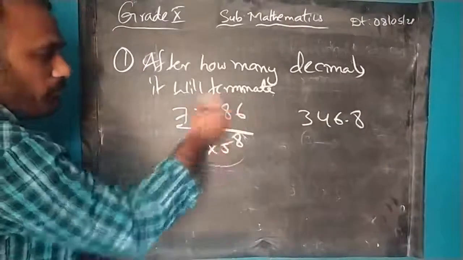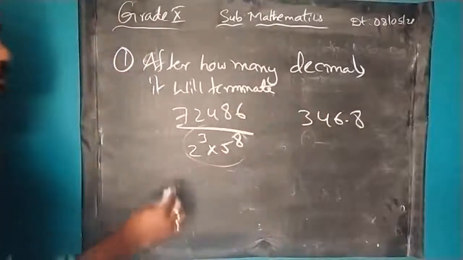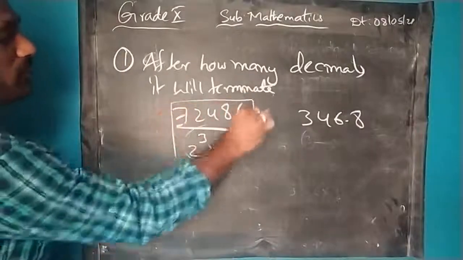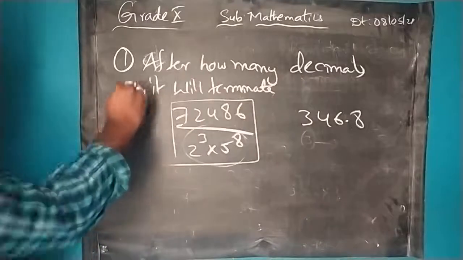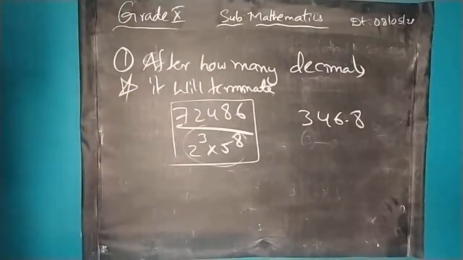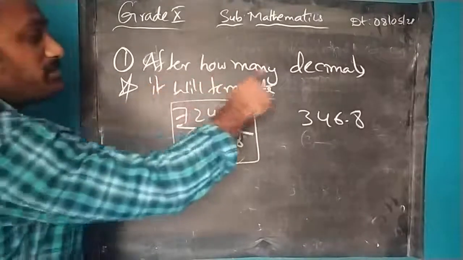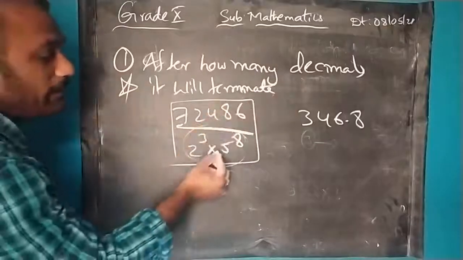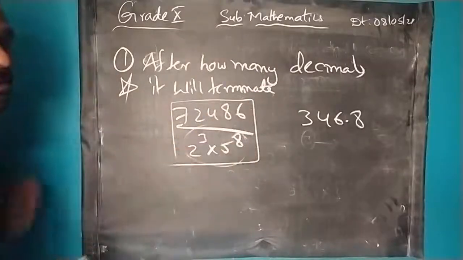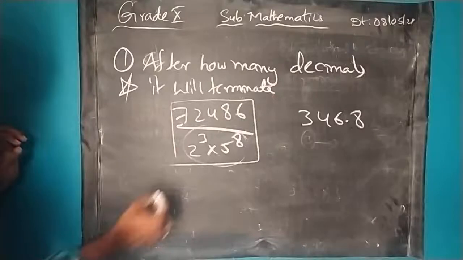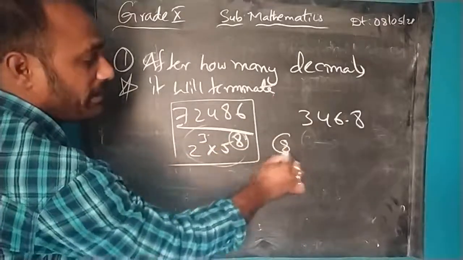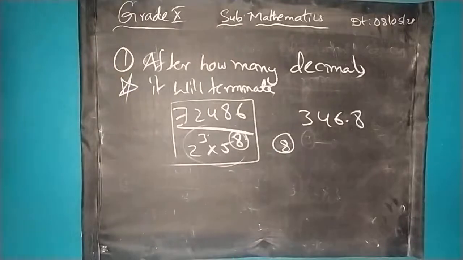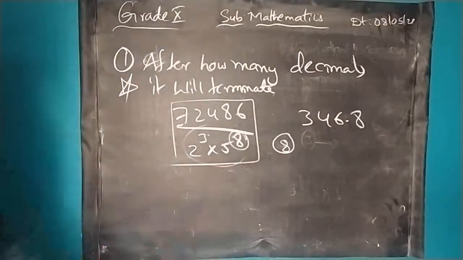The question is, we should not do any division. Just based on the question, we have to say after how many decimals it will terminate. It is one of the important questions for our 1 mark. So after how many decimals it is going to terminate depends upon the highest power in the denominator. So the highest power here is 8. So it will terminate after 8 decimals. So the answer is, it will terminate after 8 decimals.